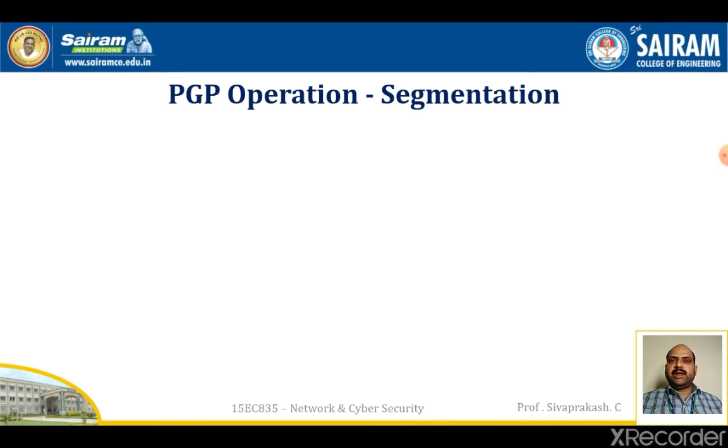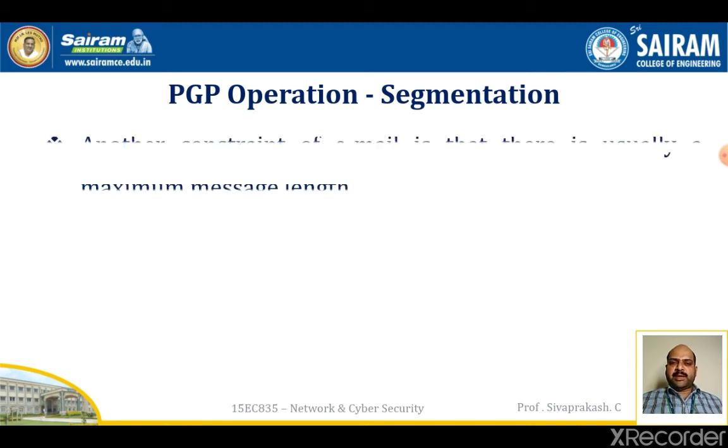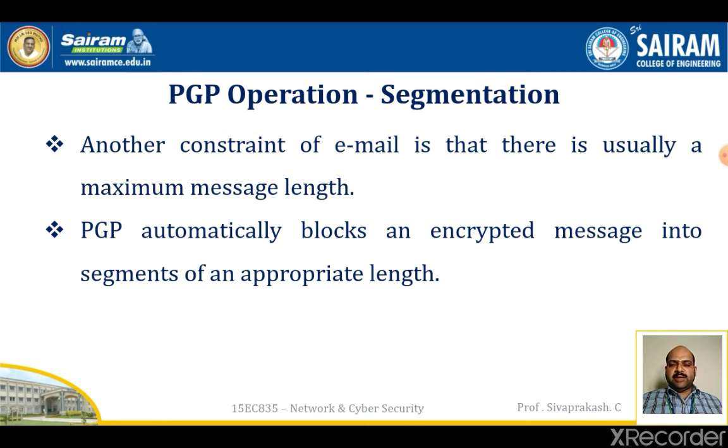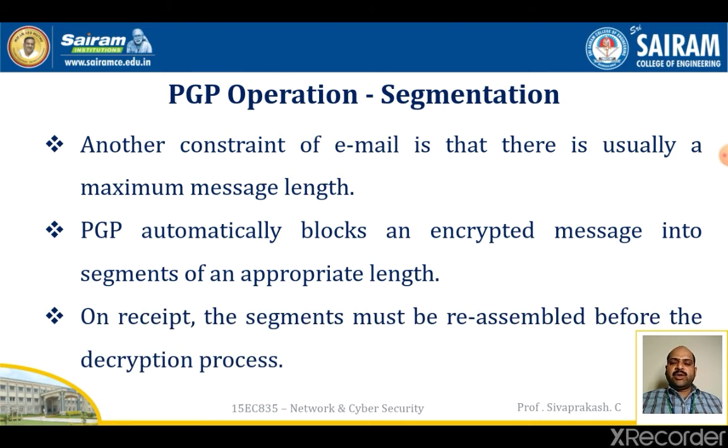Let's discuss the fifth parameter, a service of the PGP operation: segmentation. Another constraint of email is that there is usually a maximum message length, and PGP automatically blocks an encrypted message into segments of an appropriate length. On the recipient's side, the segments must be reassembled before the decryption process.